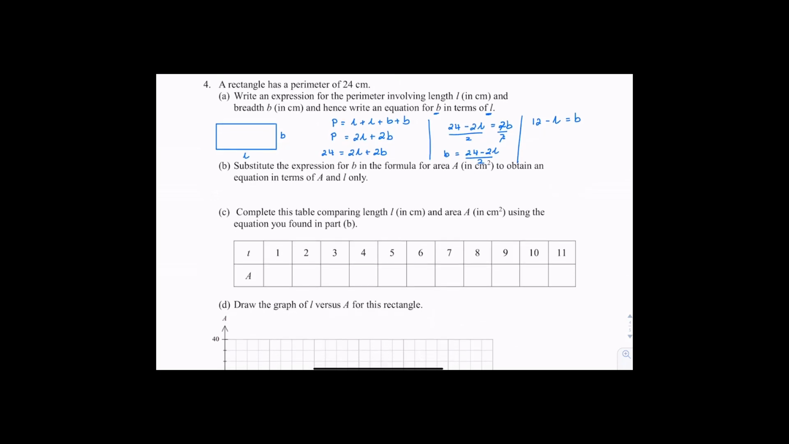Now I'm going to find an expression for the area. We know the area of a rectangle is length times breadth. So we have length, but we have just found out that breadth is 12 minus L. So if I expand the brackets, I get 12L minus L squared, and that is the formula for the area. Now I'm being asked to complete a table of values and draw a graph. So I'm going to get you to pause the video and have a go at doing that.